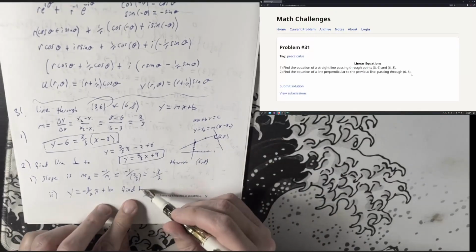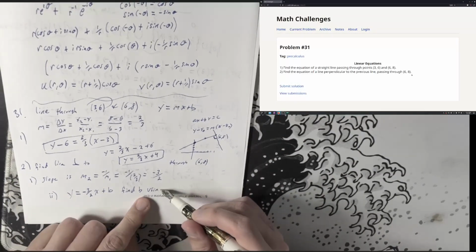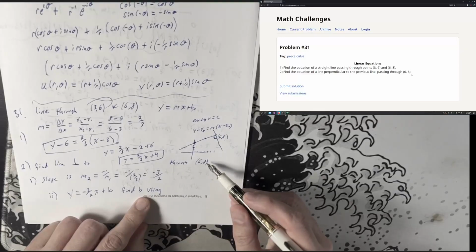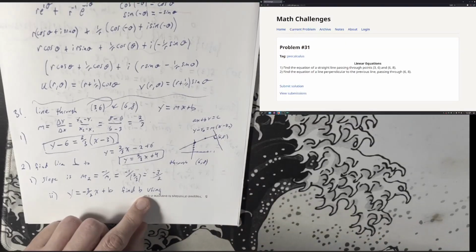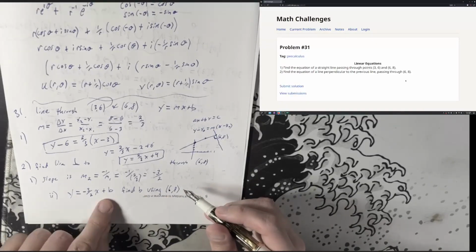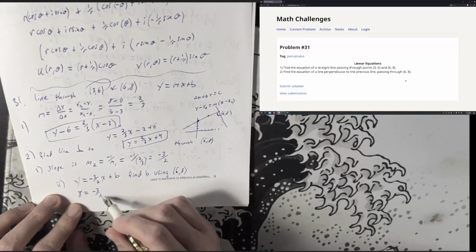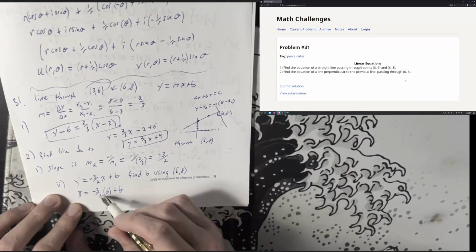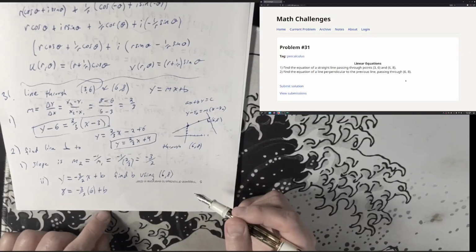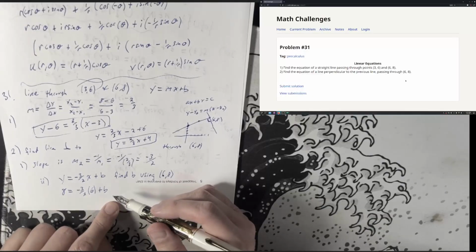So find b. Step 2 is to rewrite this and then find b using whatever point you know is on the line. In our case, it's 6, 8. 6, 8 is supposed to be on the line. So using the fact that 6, 8 is supposed to satisfy this equation, I'm supposed to get 8 out for y if I plug in 6 for x. And this should be enough to get us the b value. As you can see, it's the only unknown. So we have one equation with one unknown.